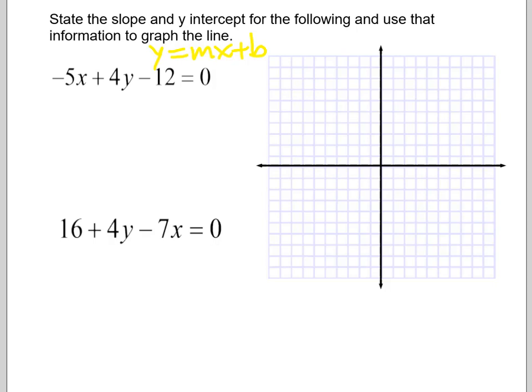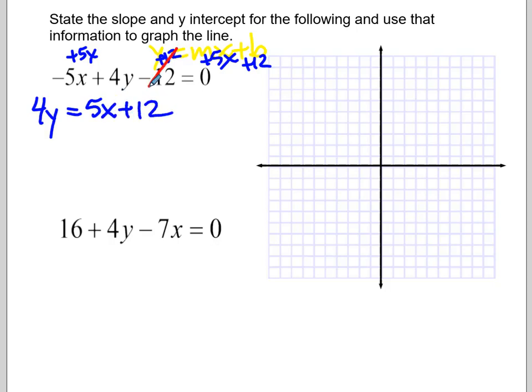So I'm going to add 5x to both sides. I'm going to add 12 to both sides. So my new expression looks like this, where these guys have canceled and these guys have canceled. Now you might say, hey, your slope's 5 and your y-intercept is 12, and you would be wrong. The reason you'd be wrong is that the y is not by itself. So you have to divide everything by 4, and then you would have it in the proper form.